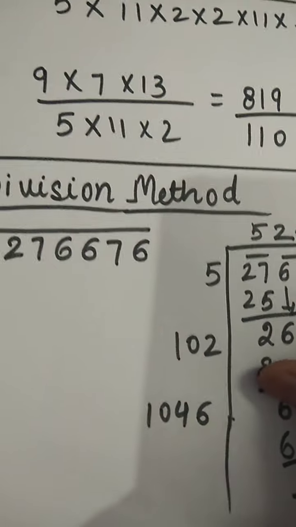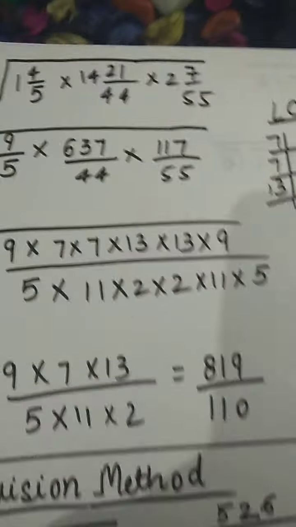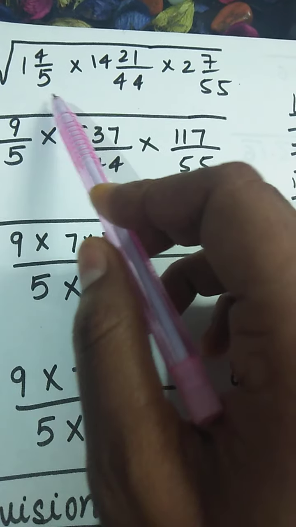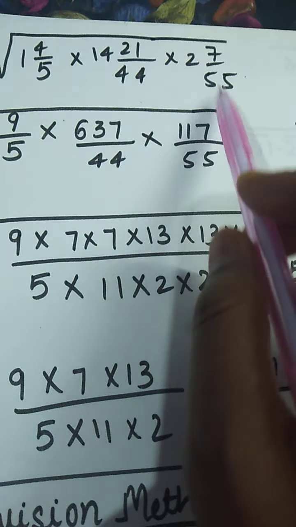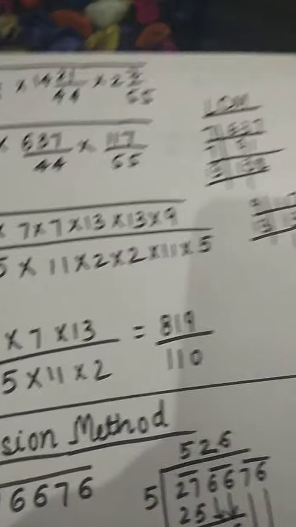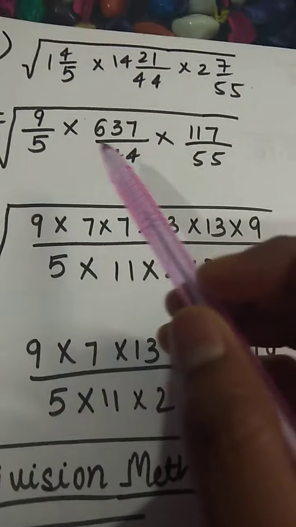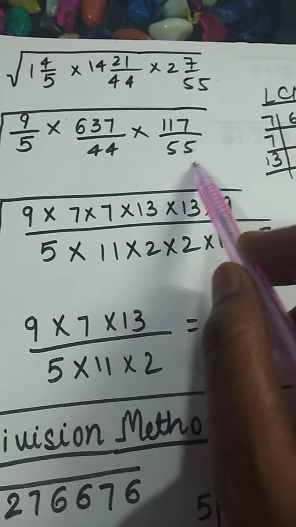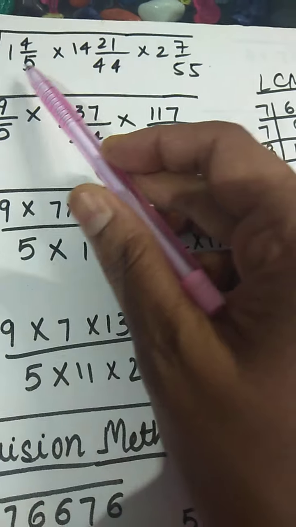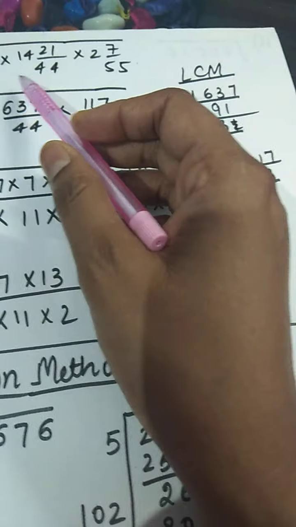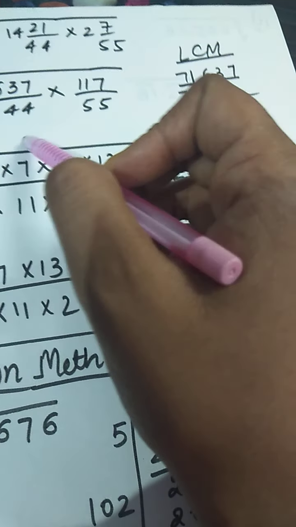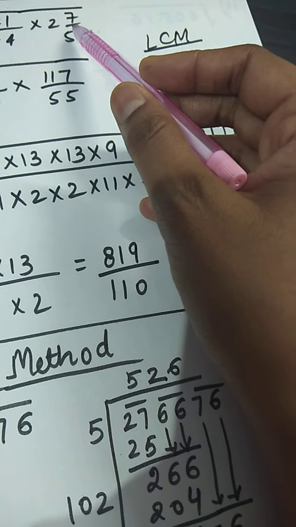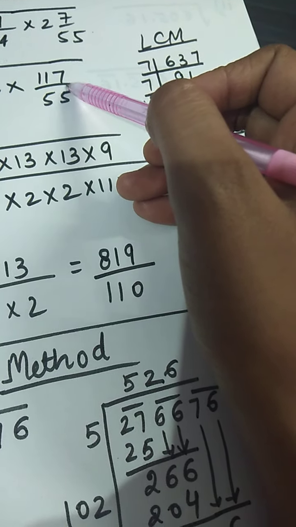Now we'll come to the next part of the question. The question says we have to find the square root of these numbers, which are in multiplication. First of all, we can see mixed fractions are given over here, so we will first convert these mixed fractions like this. 5 ones are 5 plus 4, 9 upon 5. 14 into 44 plus 21 is 637 upon 44. 5 into 55 plus 7 is 117 upon 55.